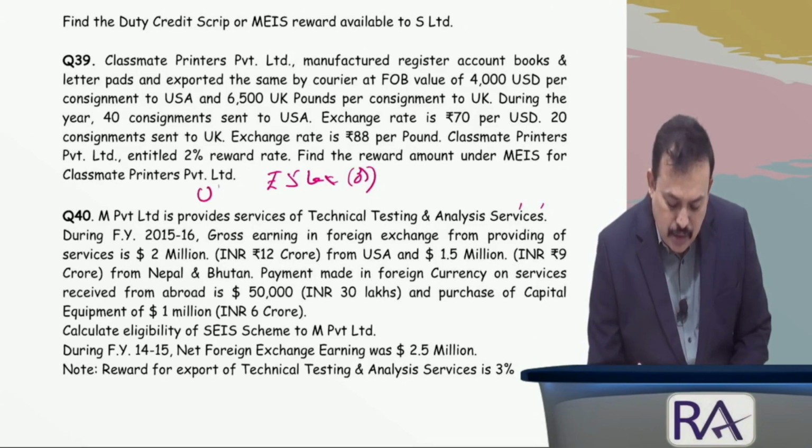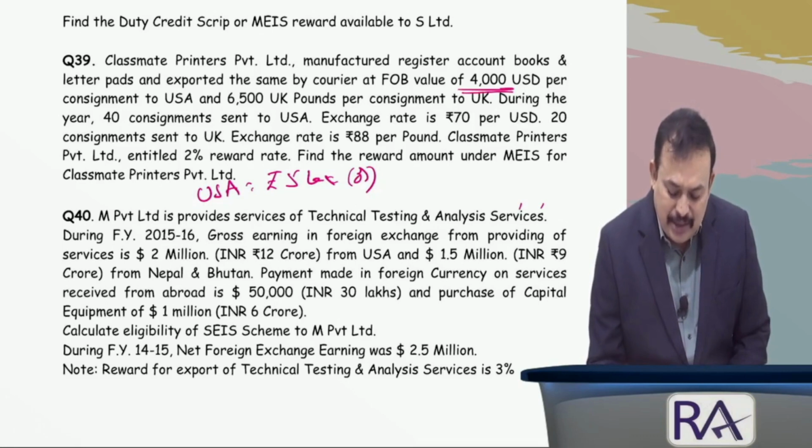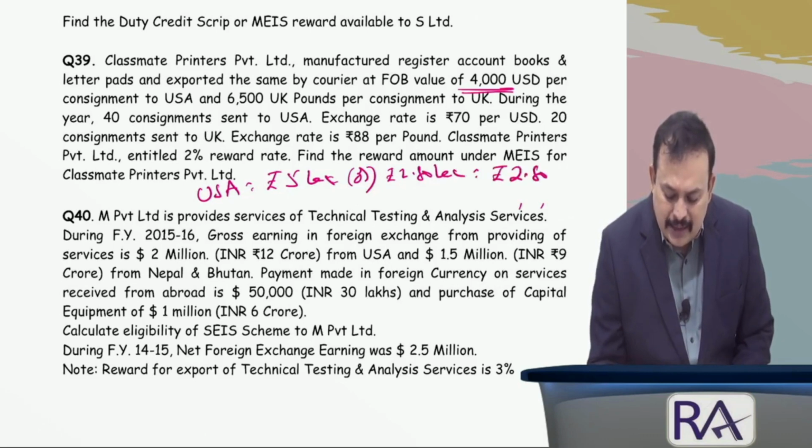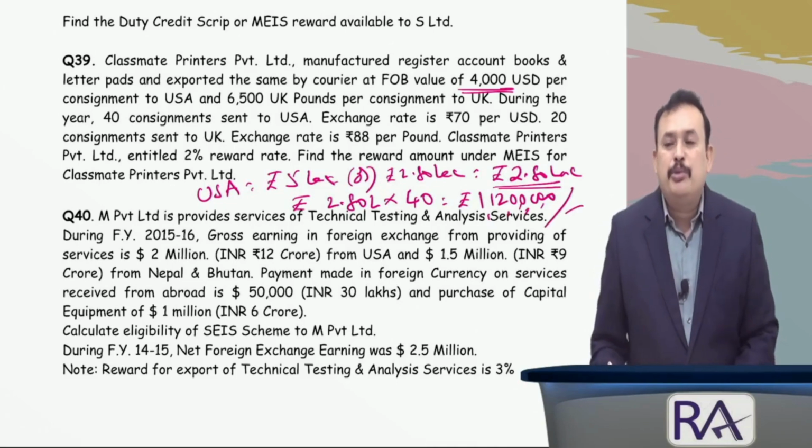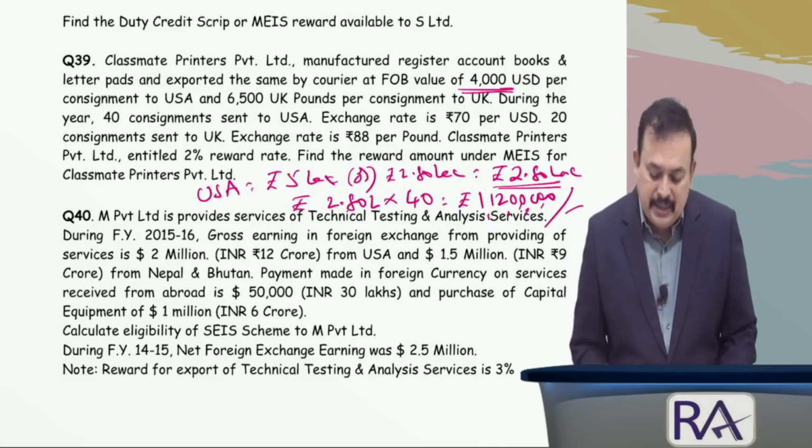First case, USA, per consignment how much? $4,000 multiplied by 70 is equal to 2,80,000. Which is less here? 2,80,000. Is it clear? Then multiply by the number of consignments. How many? 40. So 40 into 2,80,000 is equal to how much? 1 crore 12 lakhs is your FOB value of export considered for MEIS purpose. Is it clear, my dear sir?